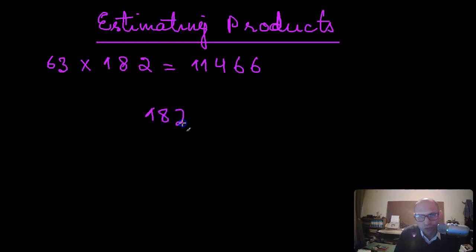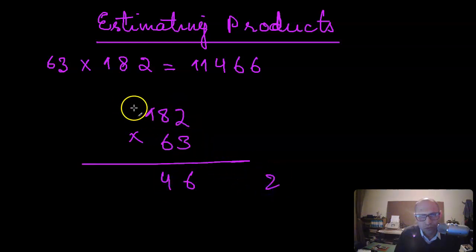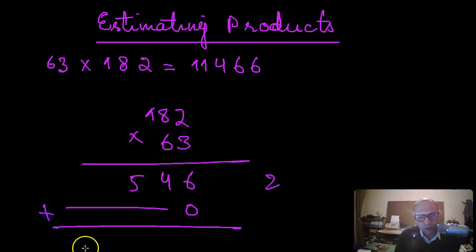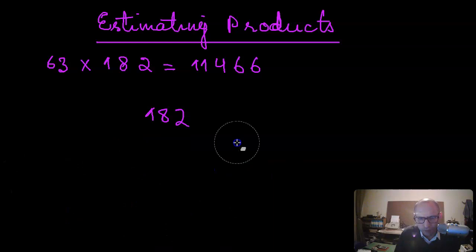meaning 182 times 63. So then 6 times 2 is equal to 6. 3 times 2 is equal to 6, 3 times 8 is equal to 24, 3 times 1 is equal to 3, plus 2 is equal to 5, and then 6 times 182, you have to calculate here, and then add all of them together, so it takes a whole lot of time.